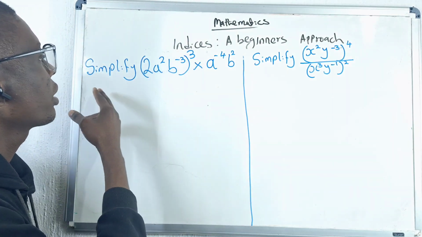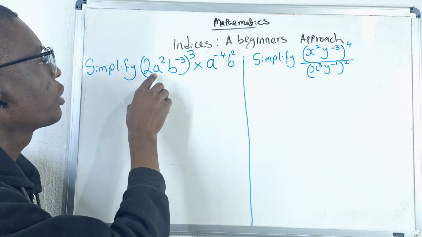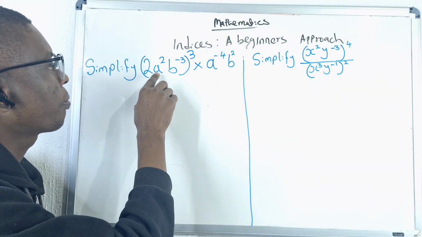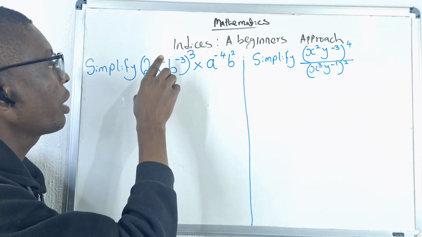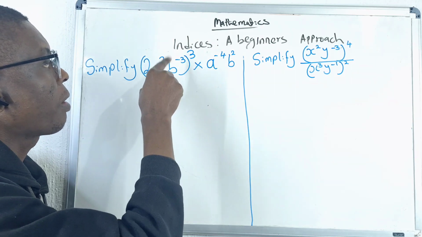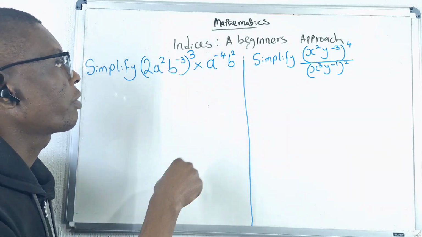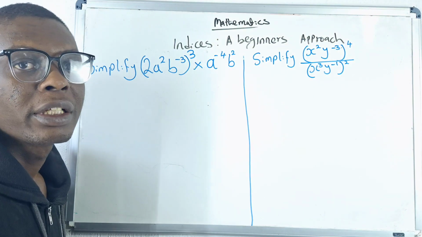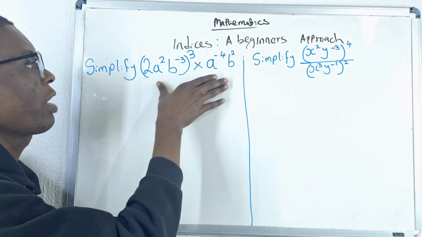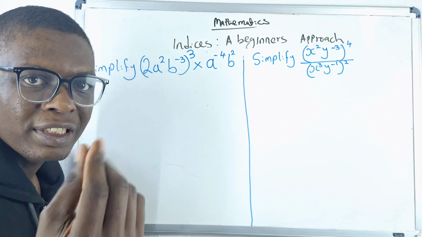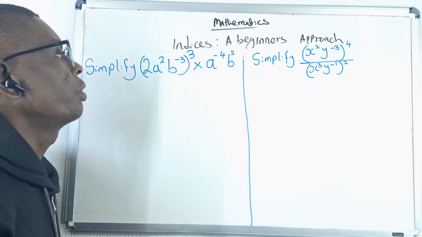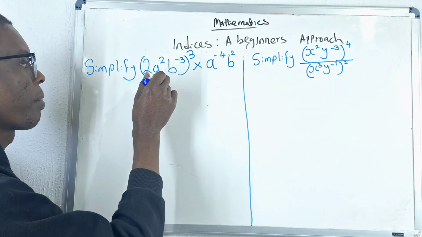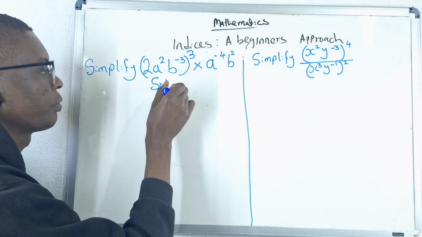Okay, so the first question here says simplify (2 raised to power 2a raised to power 2b raised to power minus 3) all raised to the power of 3, times a raised to power of negative 4 b raised to power 2. So we want to simplify. Simplify means bringing this into a very simple way. So let's start. Solution.